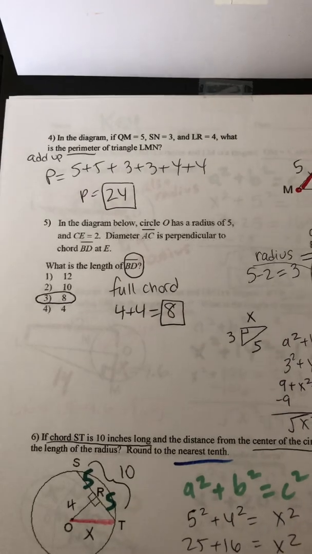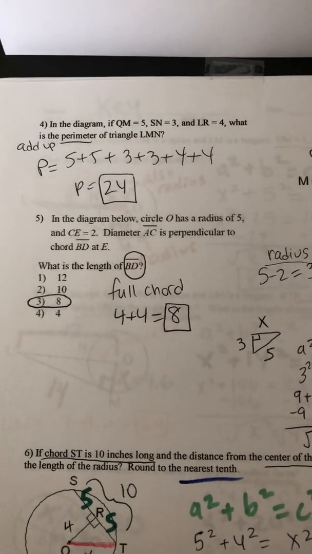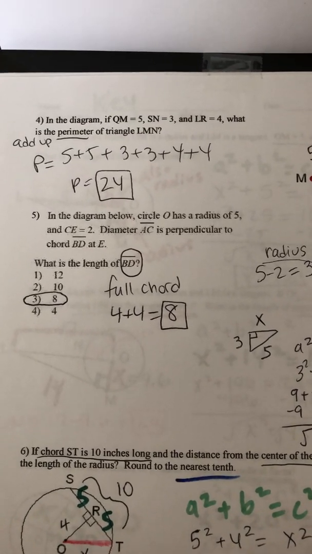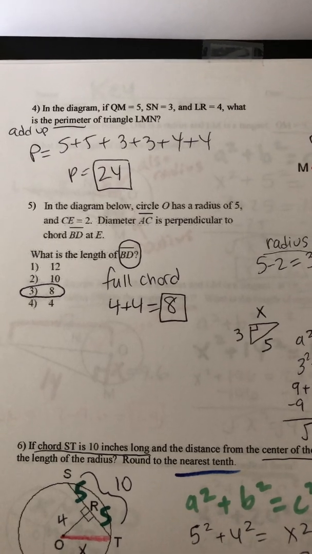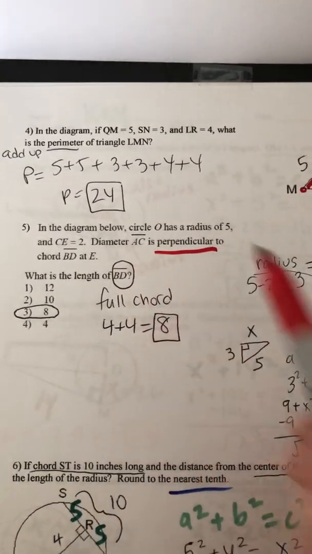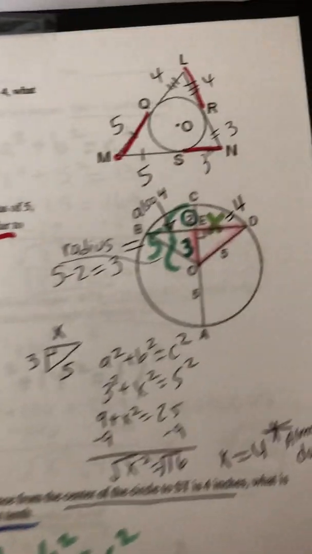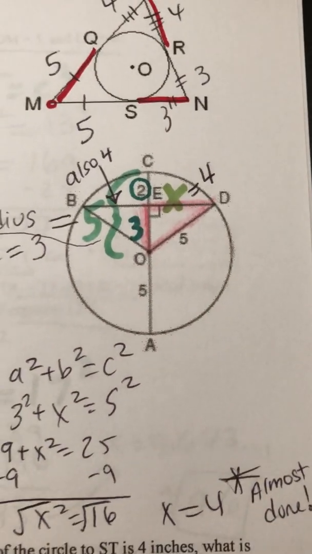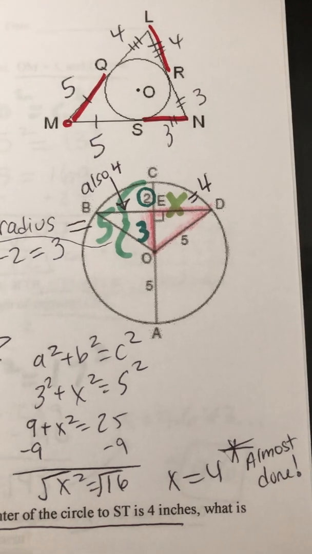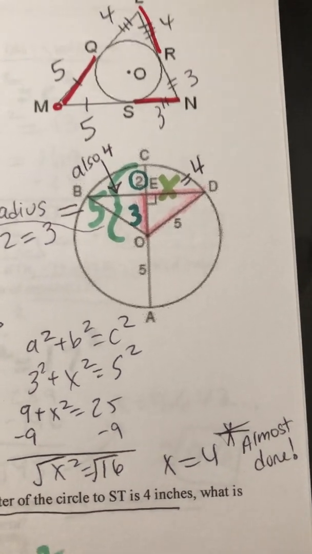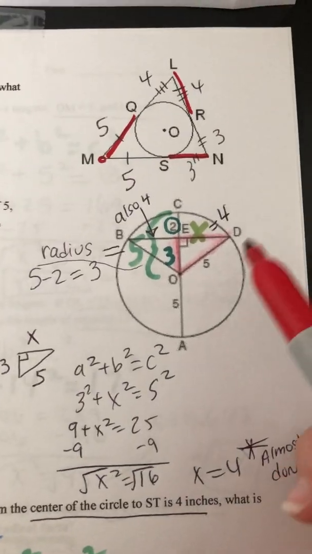In the next diagram, we're given circle O has a radius of 5 and CE is 2. The diameter AC is perpendicular, think about right angles, to chord BD. What is the length of BD? Okay, so there was a lot going on in this picture even before I wrote markings. Let's take a look. Radius is 5.